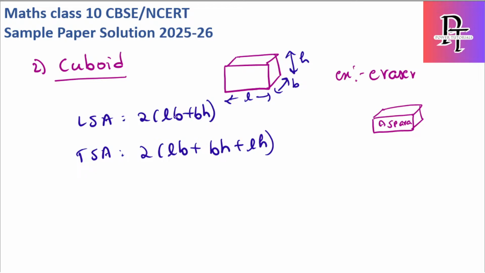I'm sorry, here LB is bottom and top, so the LSA should be 2 into (LH plus BH), not LB plus BH. If you consider LB, it will be bottom and top. So for TSA, it will become 2 into (LB plus BH plus LH).